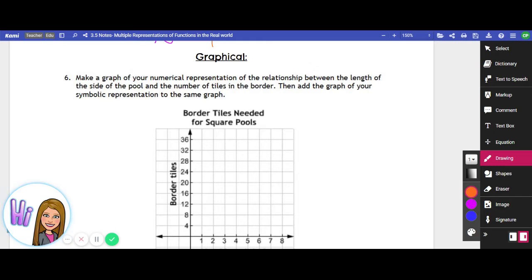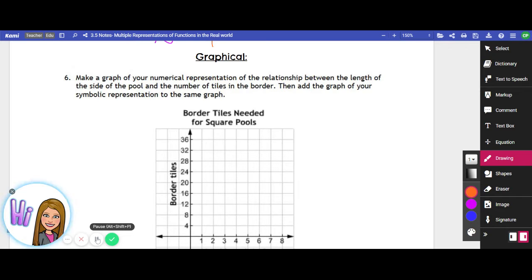And when we say graph, we mean graphical, we mean making a graph. So make a graph of your numerical representation of the relationship between the length of the side of the pool and the number of tiles in the border. Then add the graph of your symbolic representation to the same graph. So we're going to need our data from question number 2.